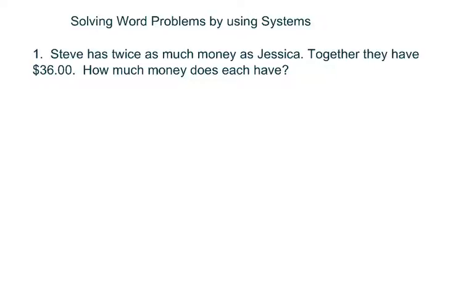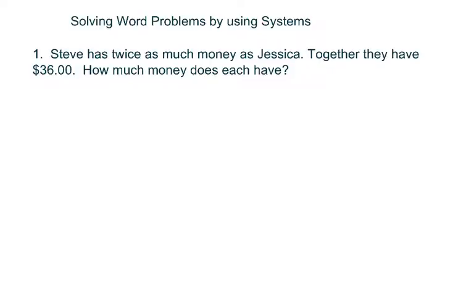In this case, we have Steve has twice as much money as Jessica. Together they have $36, so how much money do they have? Well, the first thing we want to know is that Steve has twice as much as Jessica.